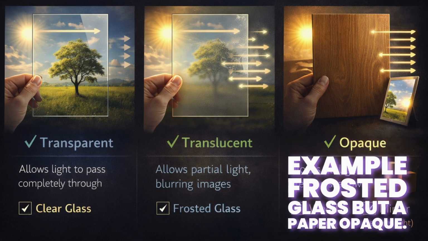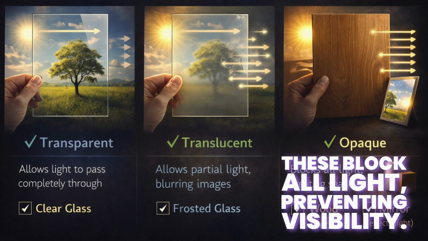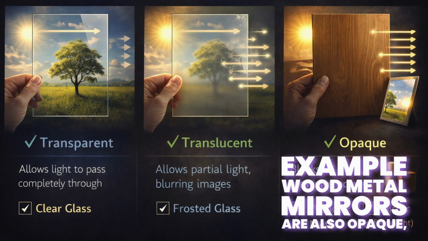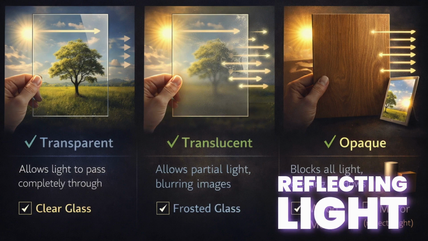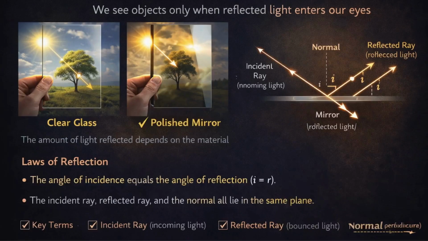Example, frosted glass, butter paper. Opaque: these block all light, preventing visibility. Example, wood, metal. Mirrors are also opaque, reflecting light to create images.